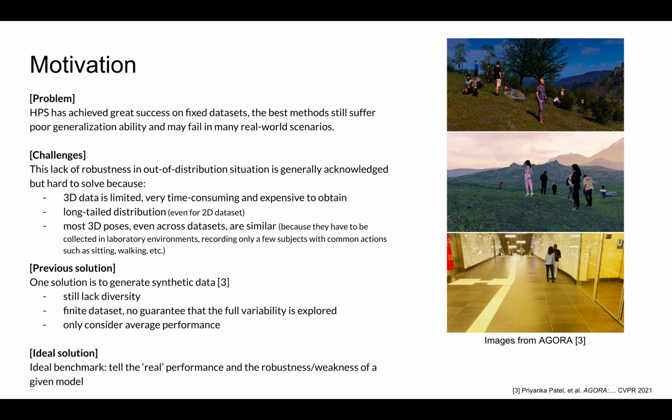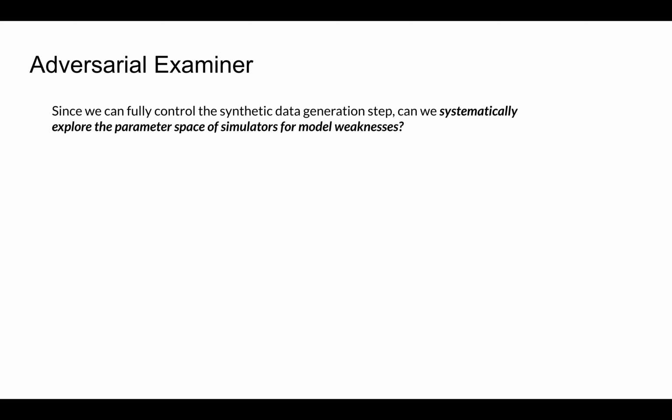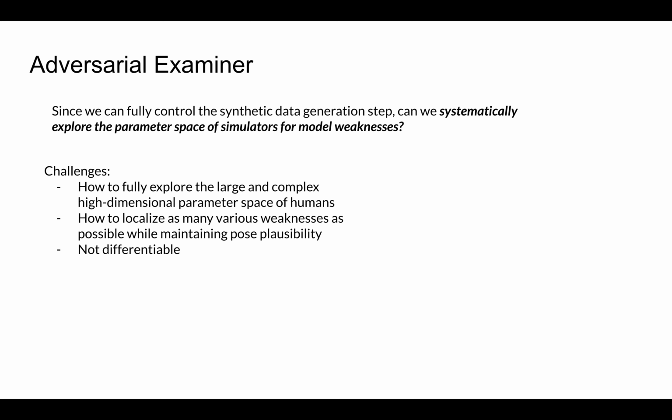Previously, people tried to generate synthetic datasets to solve this problem. However, those datasets still lack diversity in terms of, for example, articulated pose. And the datasets are still finite, so there is no guarantee that the variability of human images is fully explored. However, since we are able to fully control the data generation steps, can we systematically explore the parameter space of simulators for model weakness? To achieve this, there are several challenges we need to deal with.